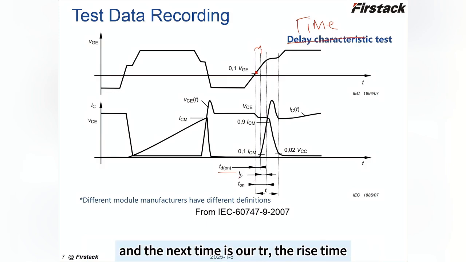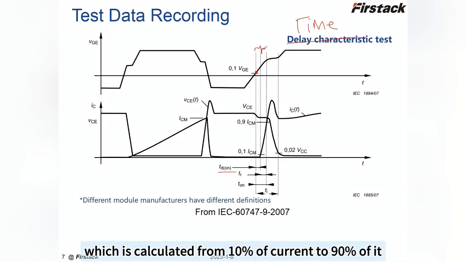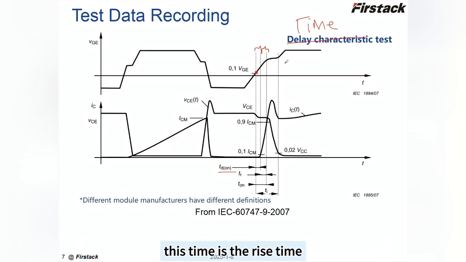The next time is our TR, the rise time, which is calculated from 10% of the current to 90% of it. TD on plus TR is our T on, which is the complete process of turning on.